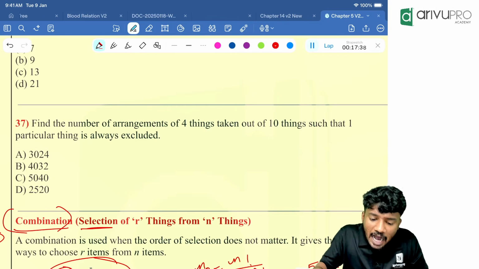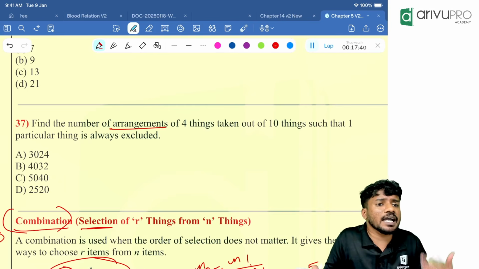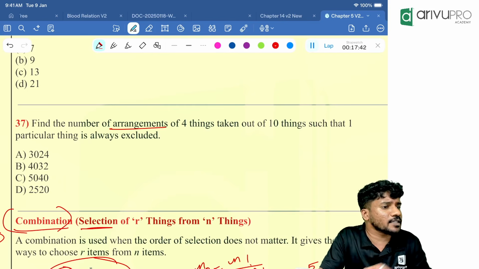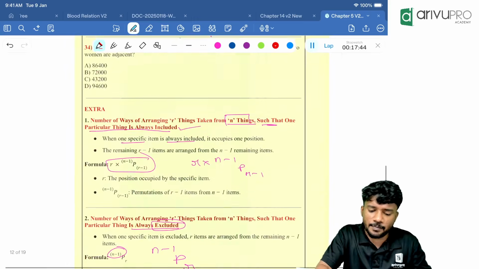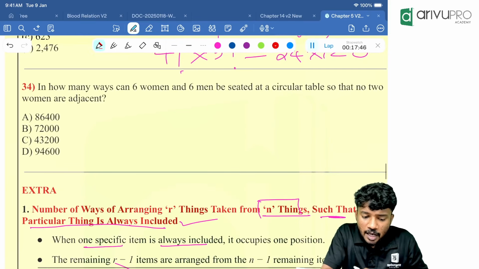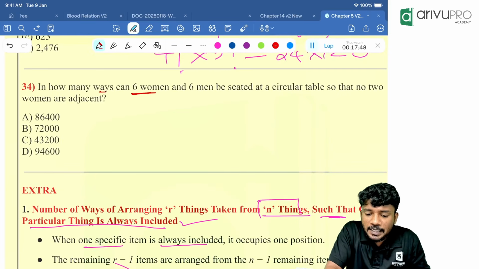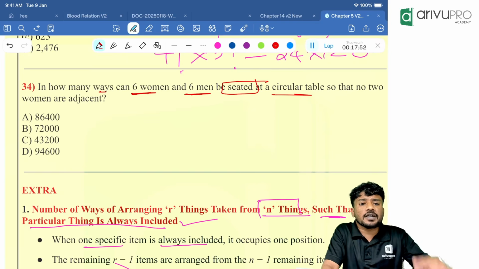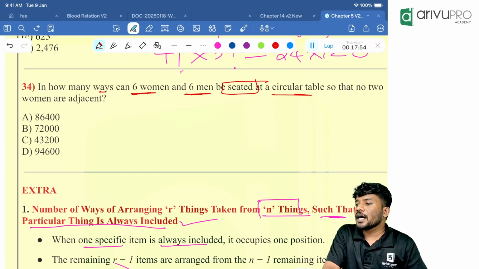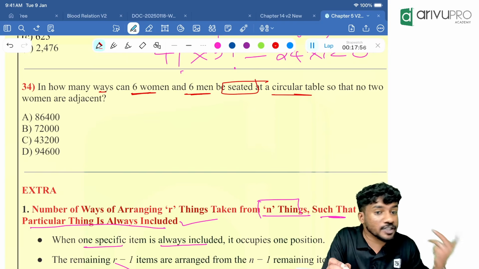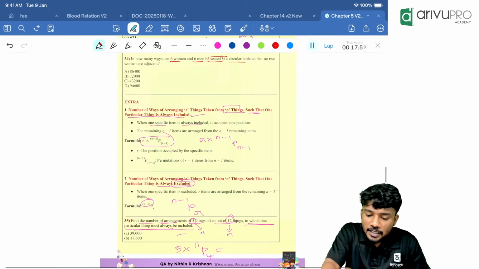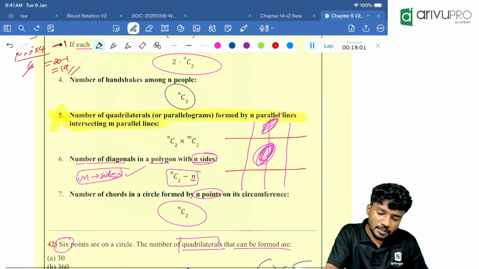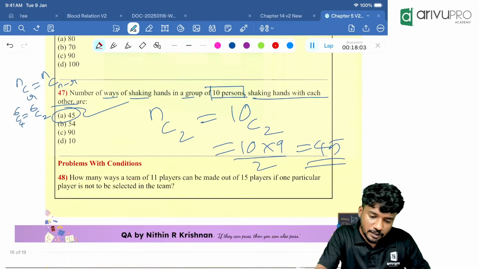Now I will randomly take you to another question, which is given over here. Find the number of arrangements. Directly they are giving arrangement. Arrangement means no matter what, it should be a permutation based question. If you look here, how many ways can 6 women and 6 men be seated? Seated means we are talking about arrangement. That means it is a question based on permutation. Now I will show you something in this particular case.